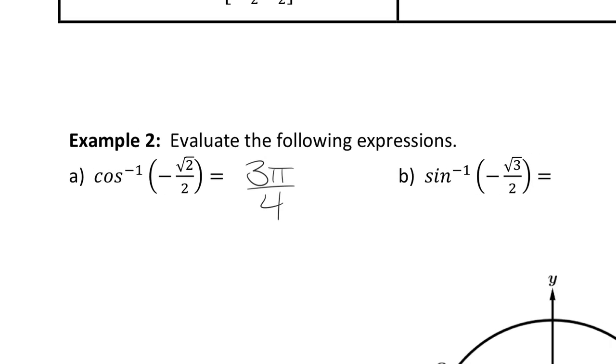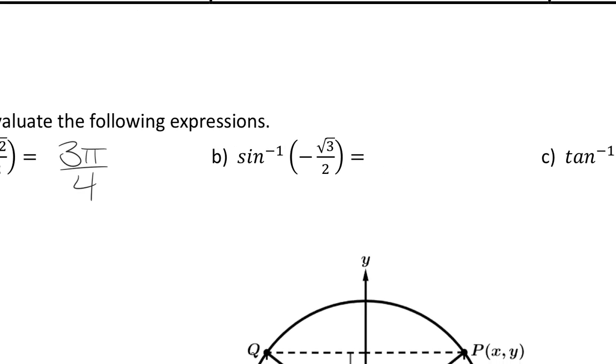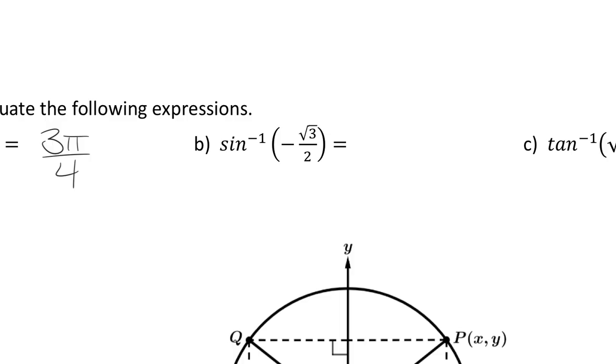Let's try another one. I want you to find the inverse sine of negative square root 3 over 2. We fold the unit circle. How do we fold it? Yes. Where is the y-coordinate, because it's sine, negative square root 3 over 2? 5 pi over 3. Now, here's the problem. If we answer 5 pi over 3, that's wrong, because 5 pi over 3 is going all the way around the circle. That's not what we want, right?